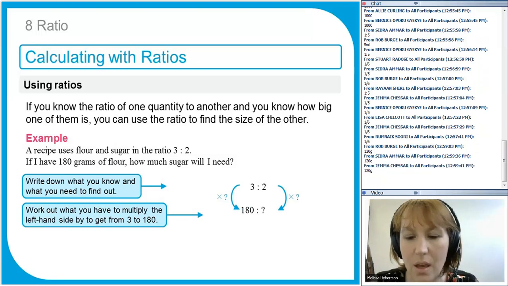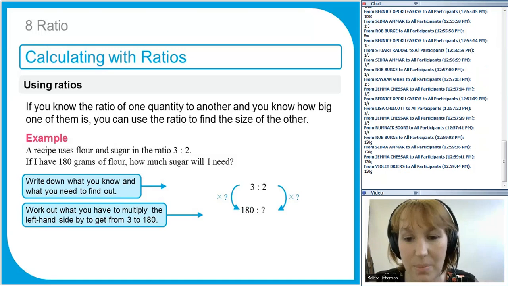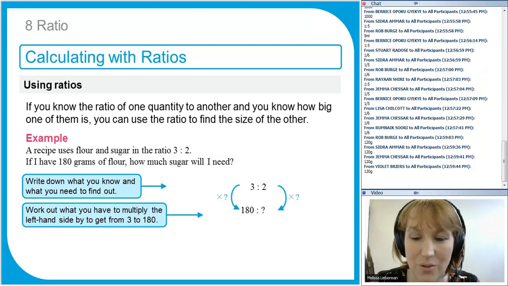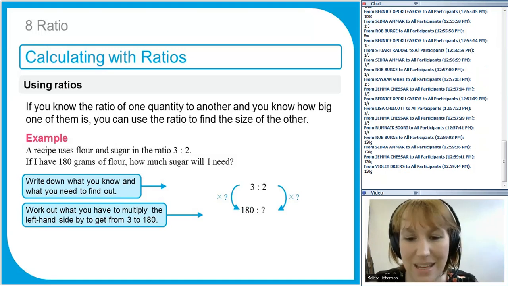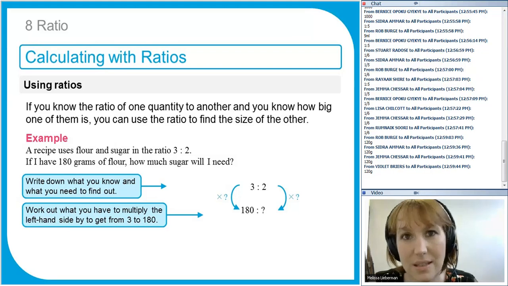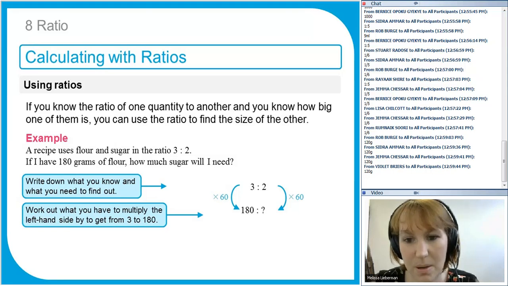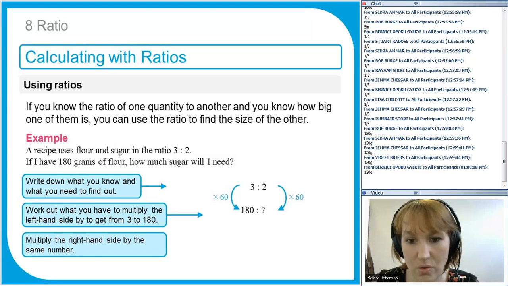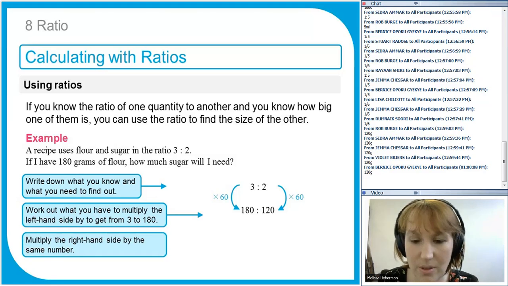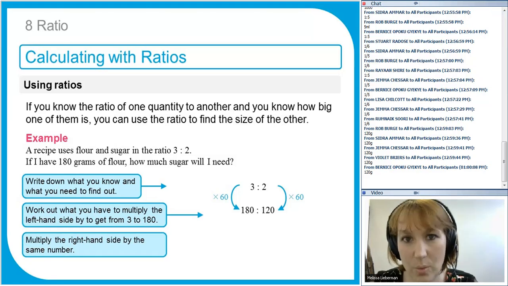Well, I know that 18 divided by 3, or I should know if I know my 3 times table, 18 divided by 3 is 6. So 180 divided by 3 must be 60. So that means I must multiply 3 by 60 to get 180, which means that I need to multiply 2 by the same amount just to keep the ratio the same. So we multiply both sides by 60. If I multiply 2 by 60, I get 120. So if I've got 180 grams of flour, I'm going to need 120 grams of sugar.